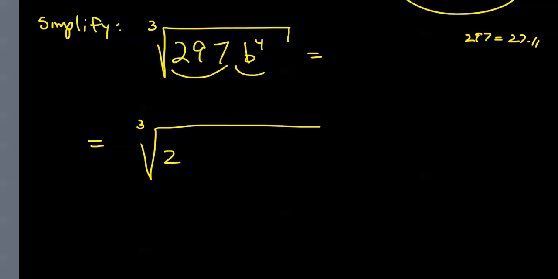297 is 27 times 11. And of course, you can take out as many powers of your variable that are multiples of your index. So 3 factors of b can come out, and 1 factor of b is going to stay inside.